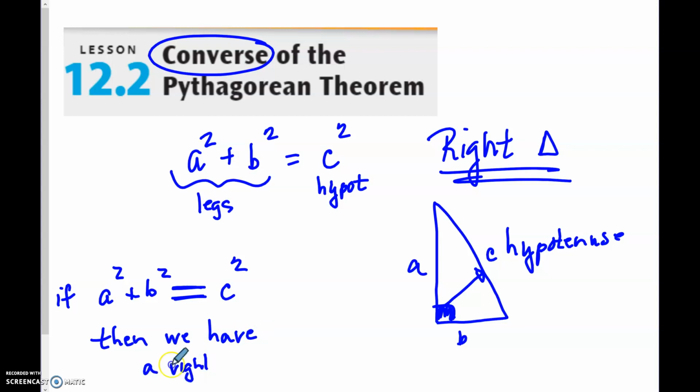So you're going to talk more about converses when you get into geometry and they start talking about if-then statements and hypothesis and conclusion. So right now we know if we have a right triangle, then a squared plus b squared must be equal to c squared. The converse is just the opposite. If we have a squared plus b squared equals c squared, then we have a right triangle. Okay, so in all of these, we want to find out, do we have a right triangle or not?